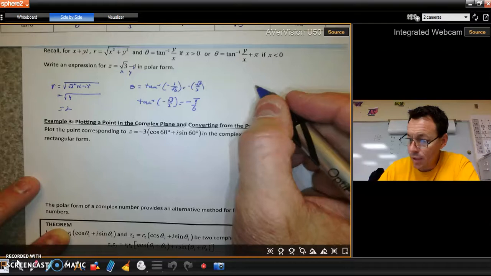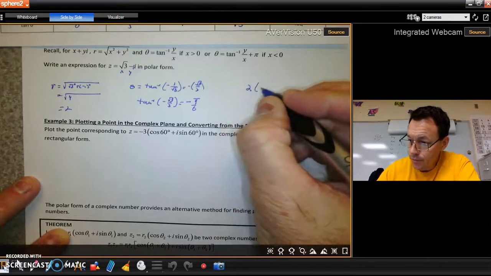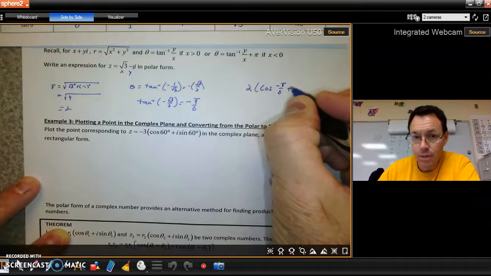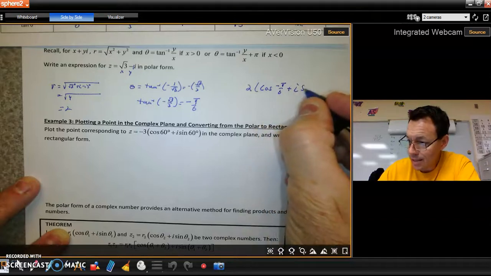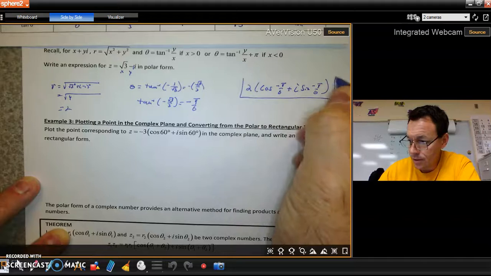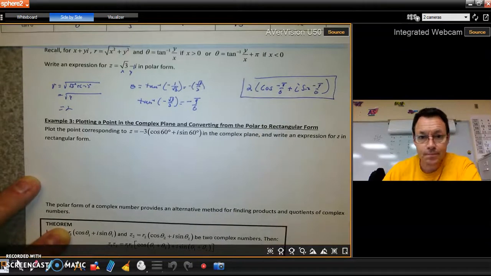So now all we have to do is write it. 2 cosine of negative pi over 6 plus I sine of negative pi over 6. And that's our answer. That's it.